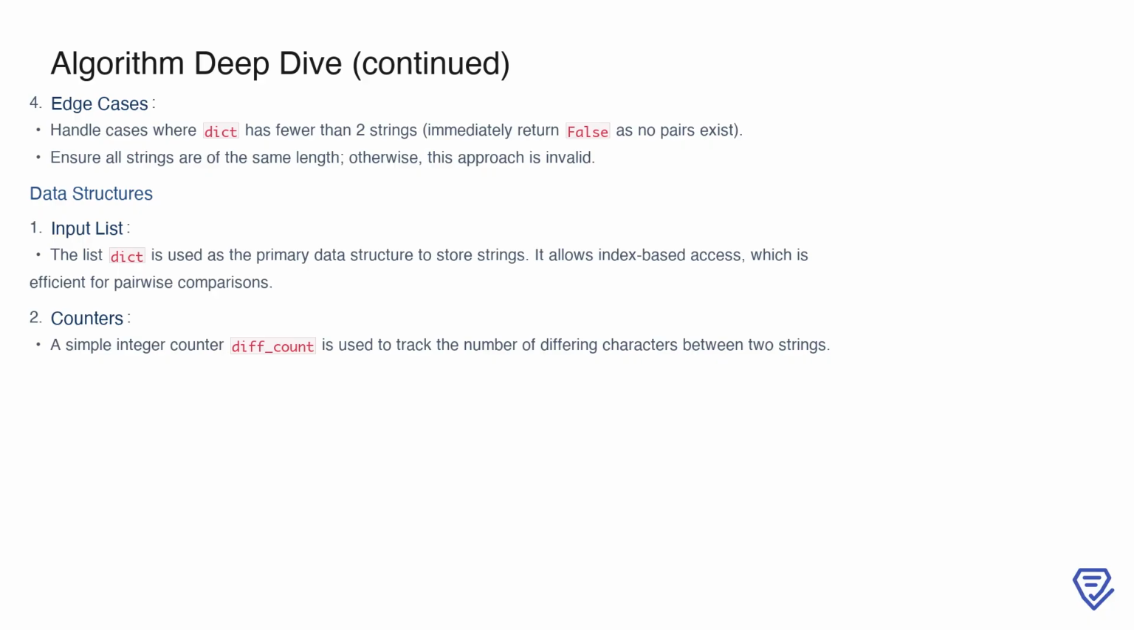The primary data structure is the input list dict, which provides efficient index-based access for comparing strings. We also use a simple integer counter diff_count to track the number of mismatches between 2 strings during the comparison process. This simplicity keeps the space requirements minimal.